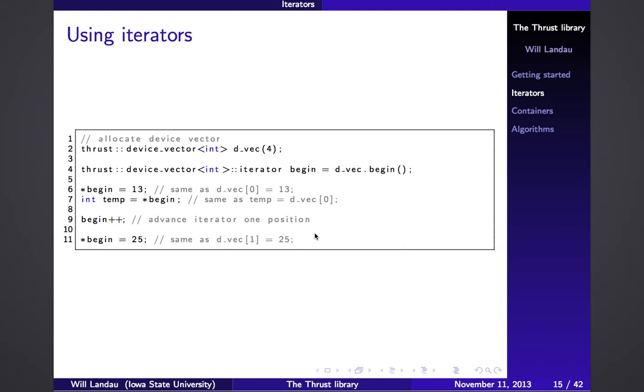And you can use iterators like pointers in some important respects. So for example, if I define begin as before, I can set the value pointed to by begin to be 13, for example, and it's the same as saying dvec of 0 is 13. So I can dereference it like a pointer and do assignment as if it were a pointer. And I can extract values, obviously. I can increment using regular pointer arithmetic. This advances the iterator 1 position, and so on.